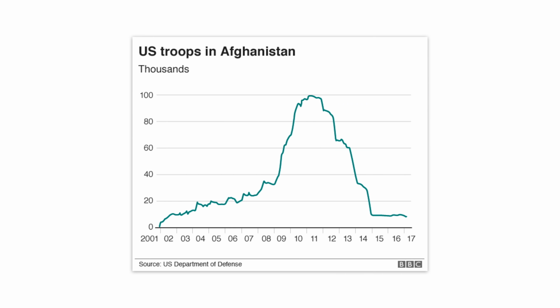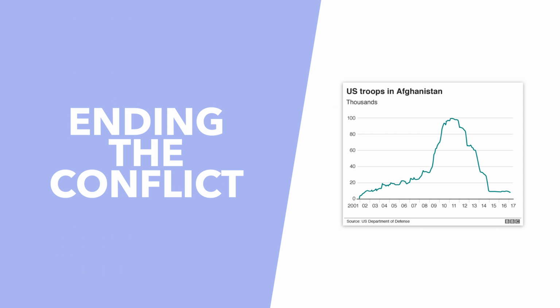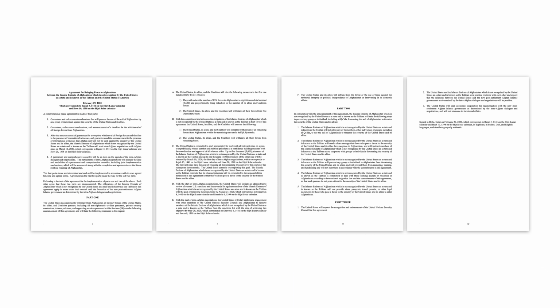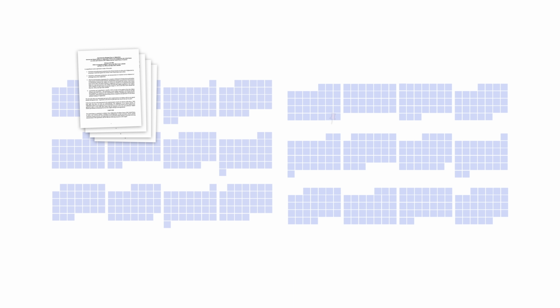In the subsequent years, the US and their allies ramped up their presence in the region, with troop numbers beginning to decline in 2012. However, it's hoped that progress is being made to end the conflict, with the US and the Taliban signing an agreement in February 2020, setting out a timeline for the US to withdraw from the country within 14 months.